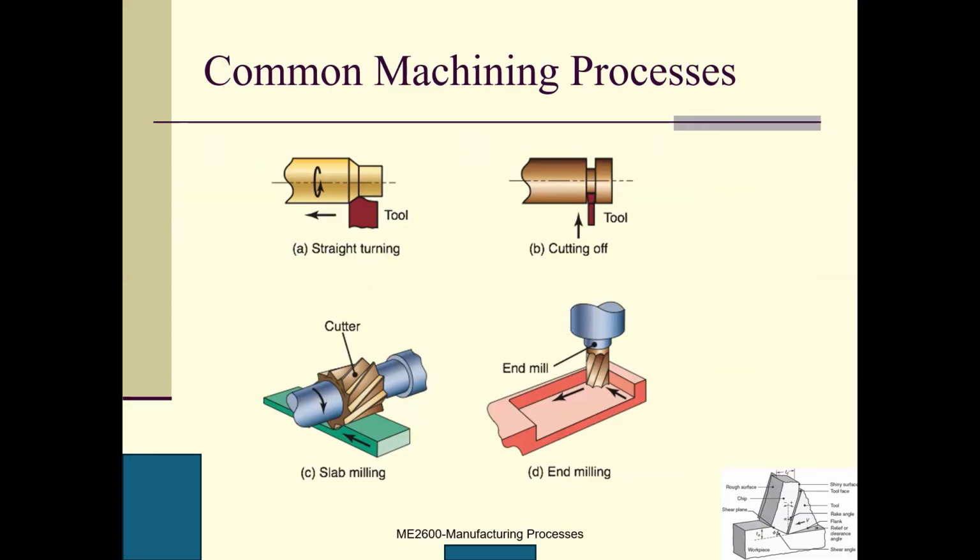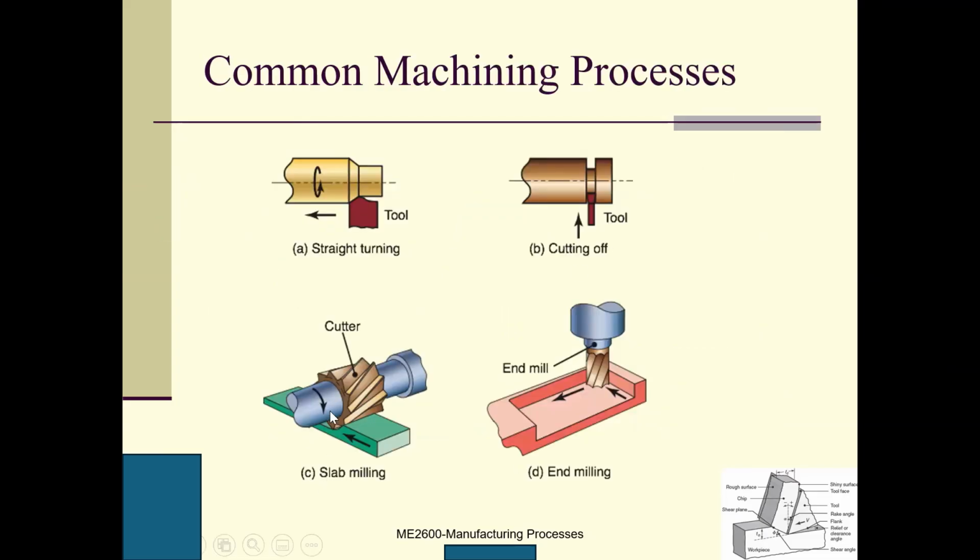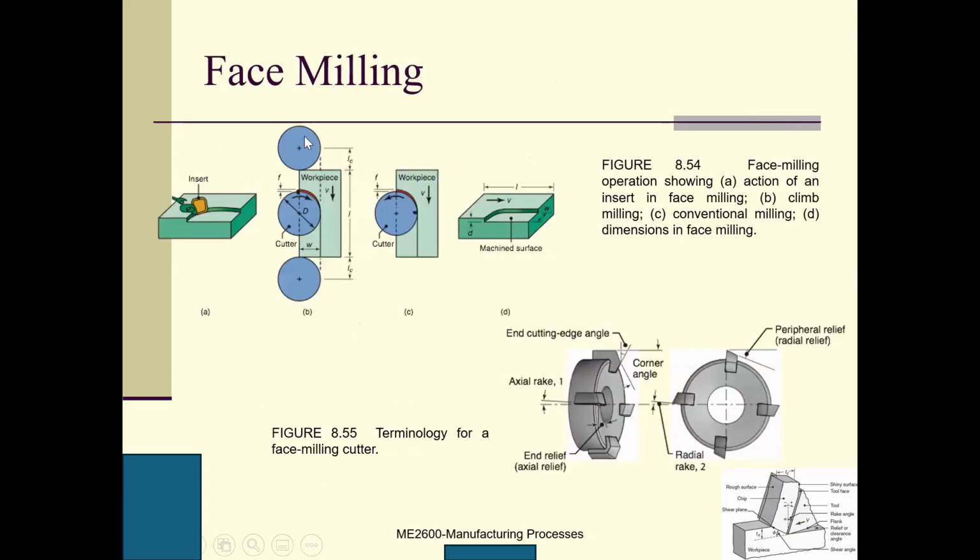Here I just show you how we can get this one. We can get very small slots, any kind of complex shapes. That's the reason milling is more important than turning, more versatile than turning. You can see this is slab milling, and this is end milling. Another milling is face milling.